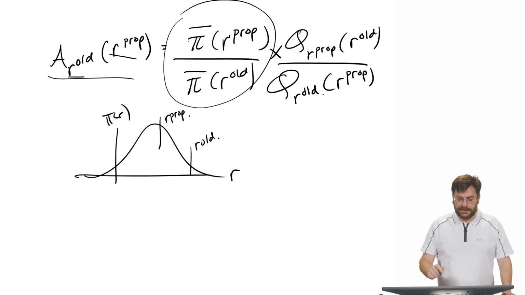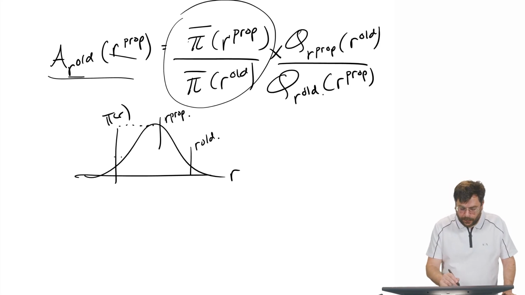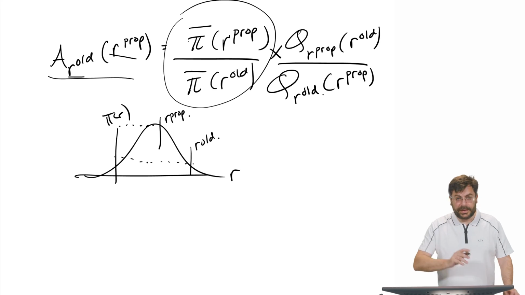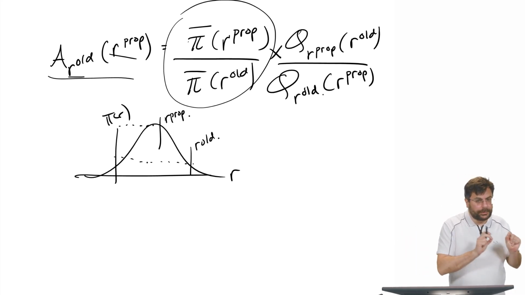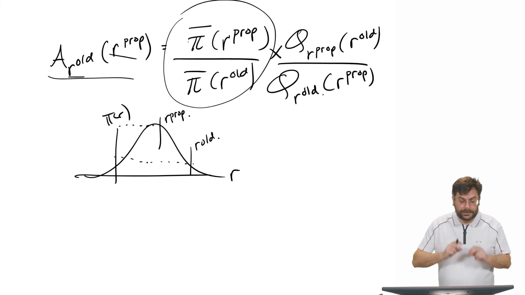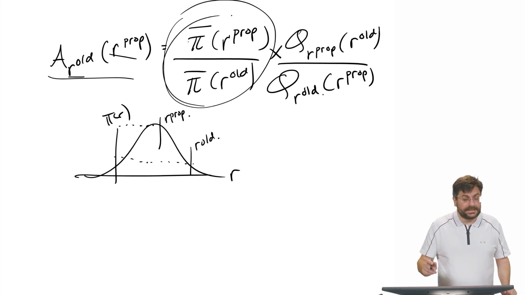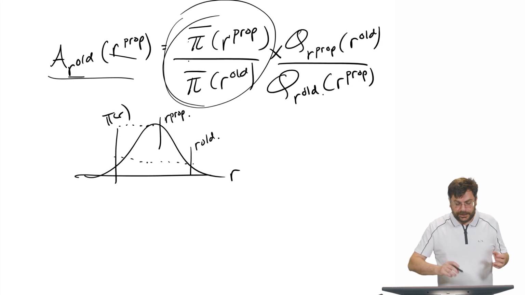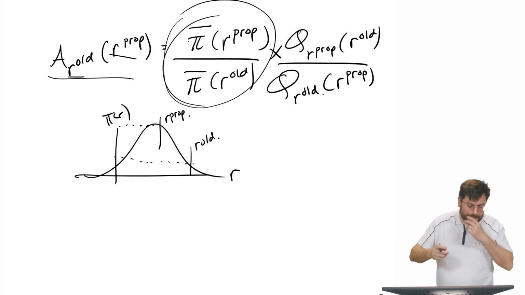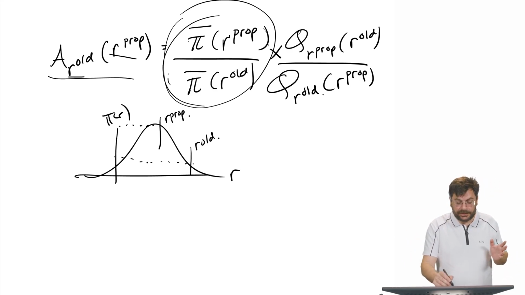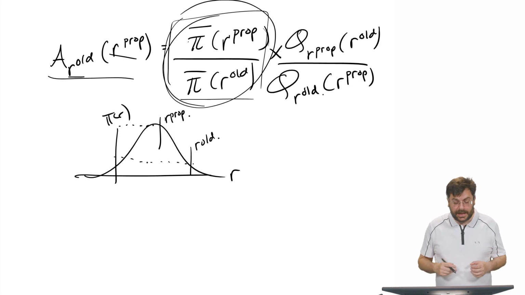Well, immediately, I notice that pi of R proposed is going to be a lot bigger than pi of R old. So my acceptance ratio is going to get larger, and it will be harder for the uniform random number that I draw between 0 and 1 to be smaller than this. In fact, this can exceed 1. So if the ratio of R proposed to R old is greater than 1, which means that I'm going towards a higher region, if I consider exclusively this term, I always accept.